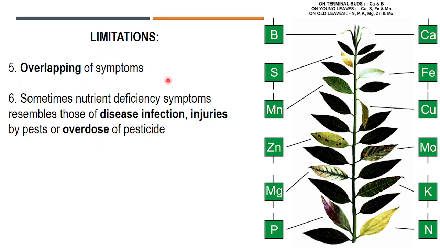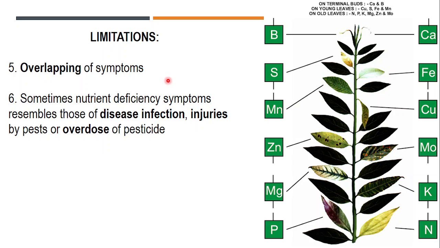The fifth one is the overlapping of symptoms. Now, it is possible na maraming nutrients ang lacking sa ating soil. And then, sabay-sabay sila na mag-manifest ng nutrient deficiency symptom, it can cause confusion in the diagnosis of the crop, in the diagnosis of the specific nutrients that are lacking in our soil.